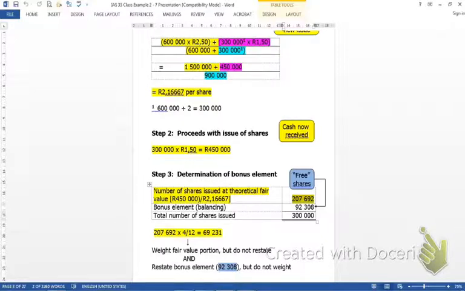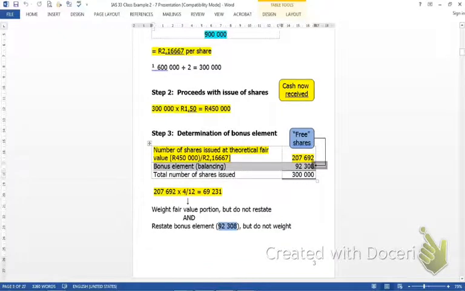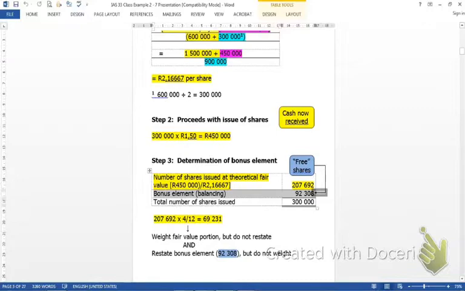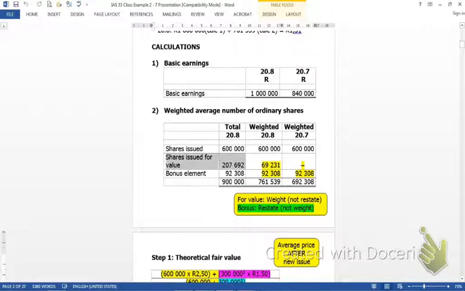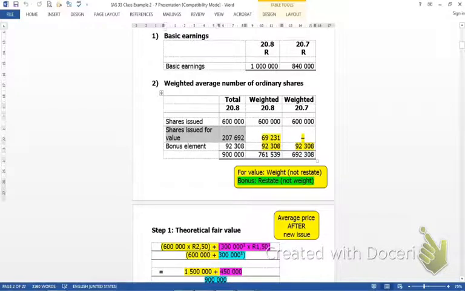That means that the difference between this amount that we've calculated, the 207,000 there, and the 300,000 that was actually issued, that difference is what we call the bonus element. And they were issued for free, for nothing, mahala. So therefore, we must now go and take these calculations and put them in our weighted average number of shares. So there we have it. We've calculated those weighted average number of shares, calculation number 2, at 207,692 shares. But remember, they were issued for value.